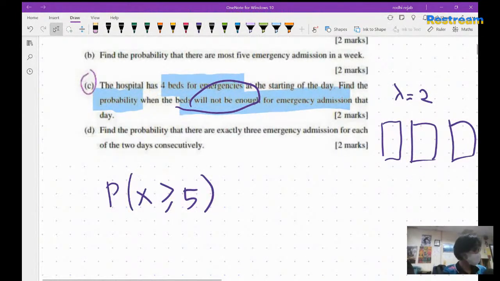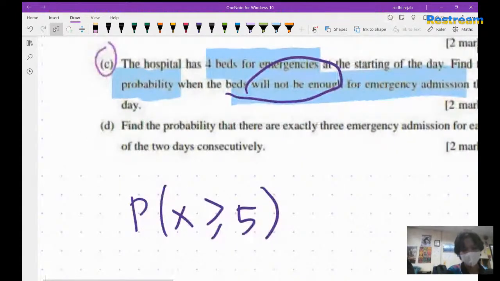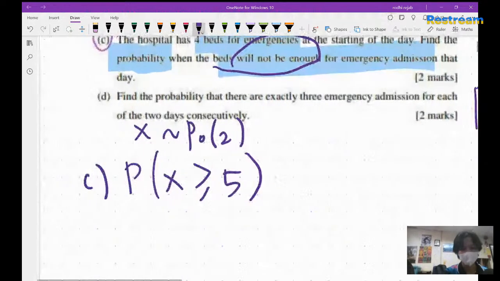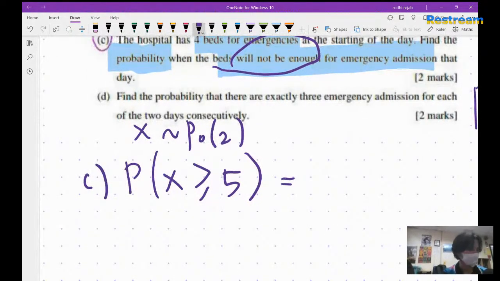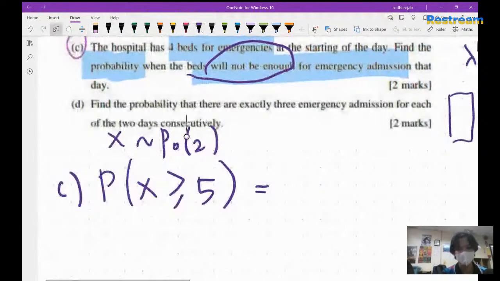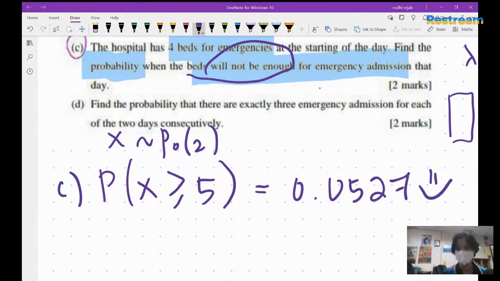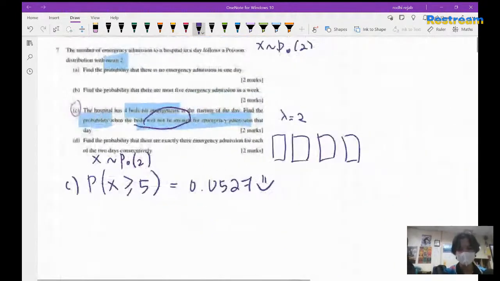So when X is Poisson 2, P(X is more than 5), we can tengok terus dalam jadual. So the answer will be 0.0527. That's all.